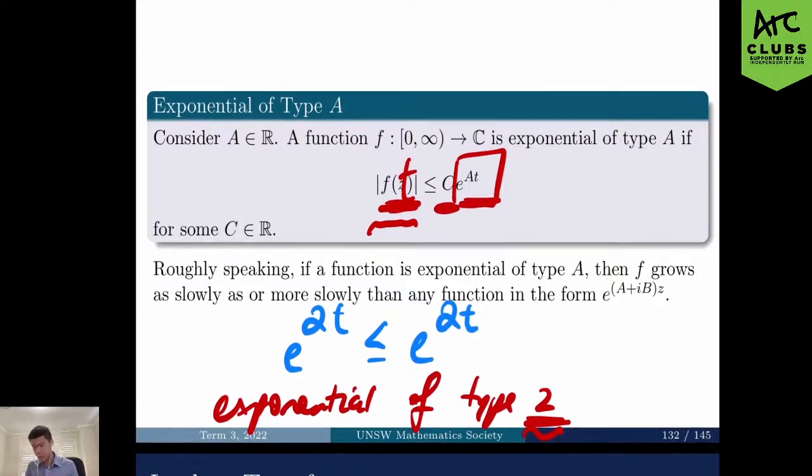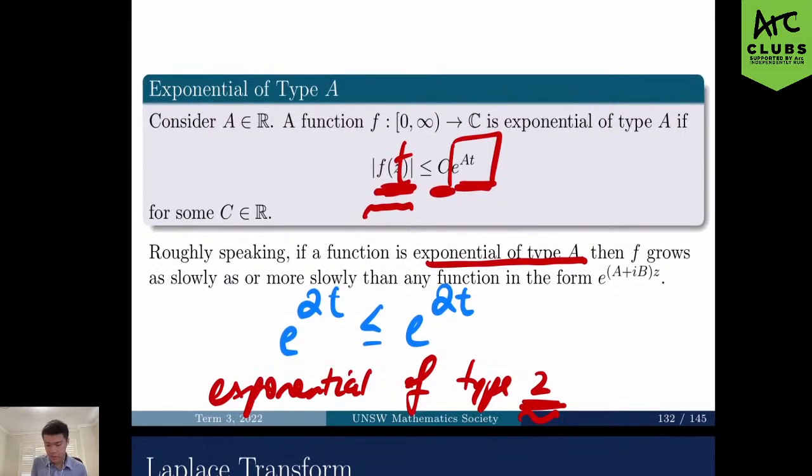So it's like describing the order of growth of the function. Roughly speaking, if a function is exponential of type A, then f grows more slowly than a function in the form e to the az plus ibz, because e to the ibz doesn't really grow at all. It just kind of circles around because it's the cos plus i sine. But something like this, if it's exponential of type A, it grows more slowly than any function of the form e to the a plus ibz.